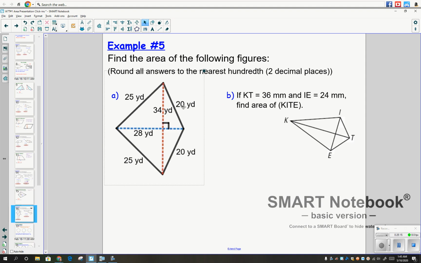Second example, example number 5. Find the area of the following figure. It's a kite.